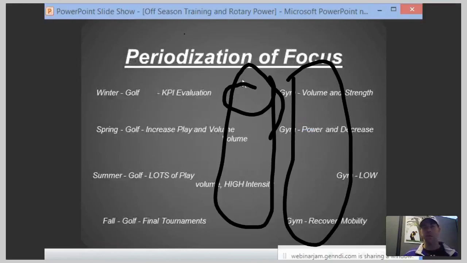So that's the volume side. When we start talking about where your focuses should be, these go in conjunction with that. So in the wintertime, as you're starting to play less golf, that's the time to take stock of your season.